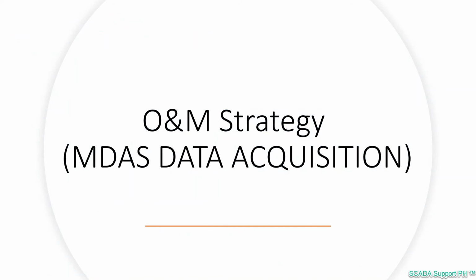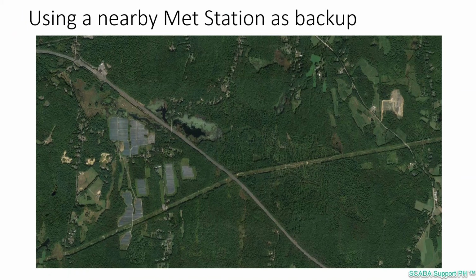O&M strategies related to your MDAS data acquisition. The number of met stations required is mostly dependent on the site's capacity. The typical requirement is 2 met stations for a PV power plant up to 20 megawatts, and 1 additional met station for every 40 megawatts after that. Even small-scale DAS projects usually prefer 2 met stations.